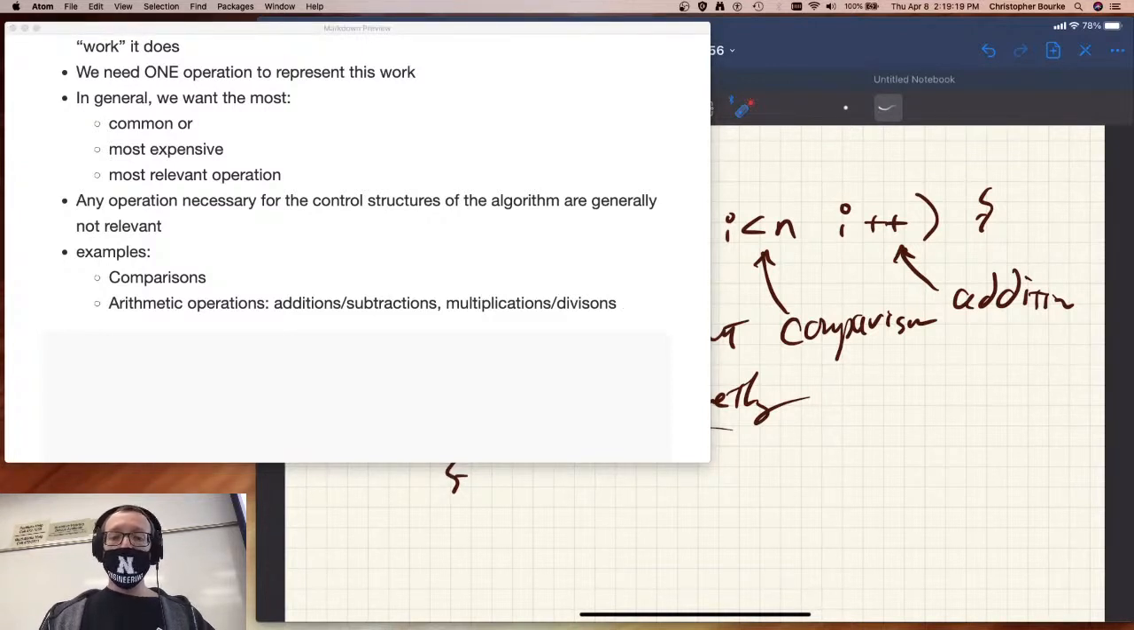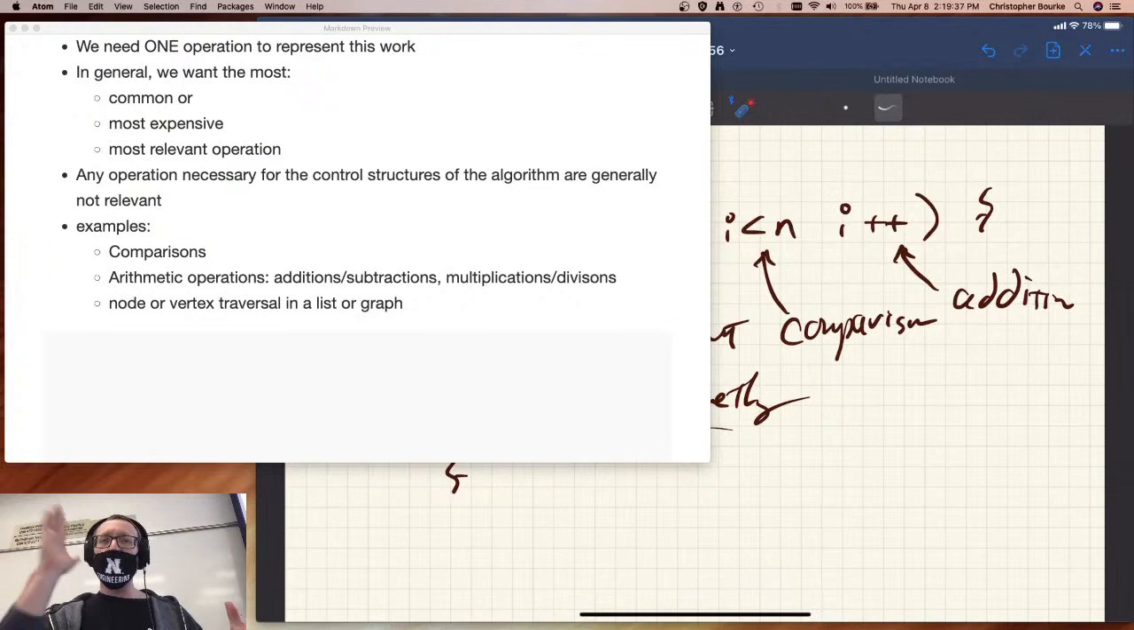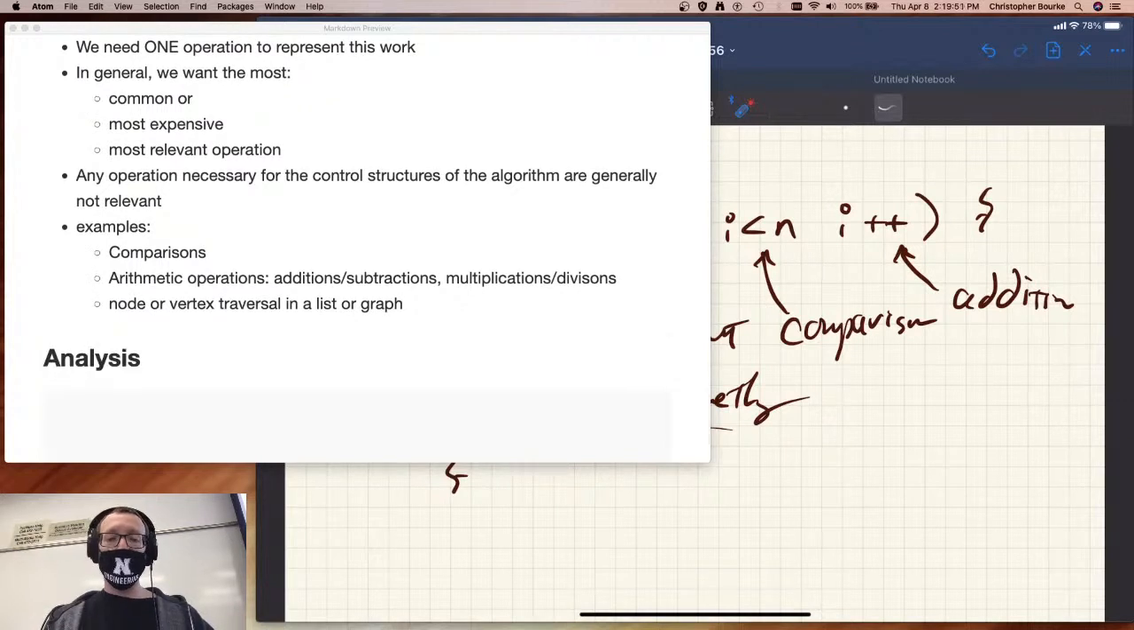Finally, say a node or vertex traversal in a list or graph. That's what we started out with. When we looked at the performance of a linked list, we were doing work. We quantified that work by saying that when you go from one node to the next node, that's our work. How many times are we actually doing that? And then finally, for this part, step 4, the analysis.